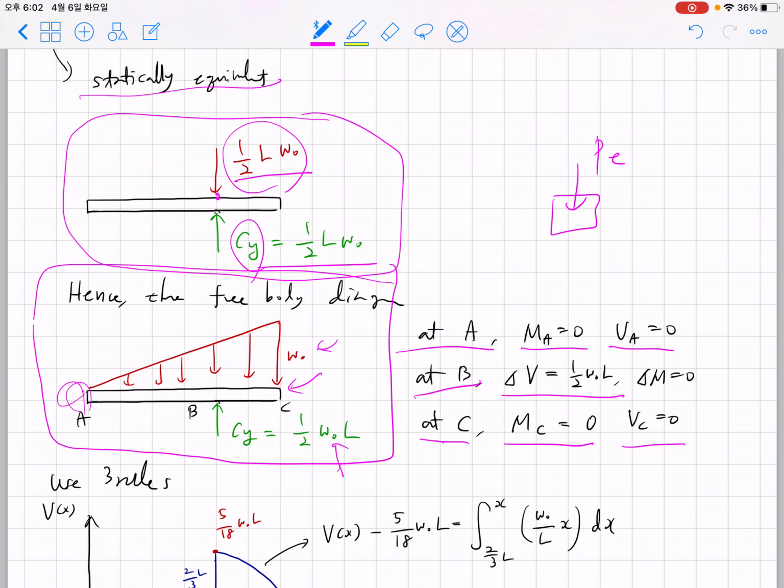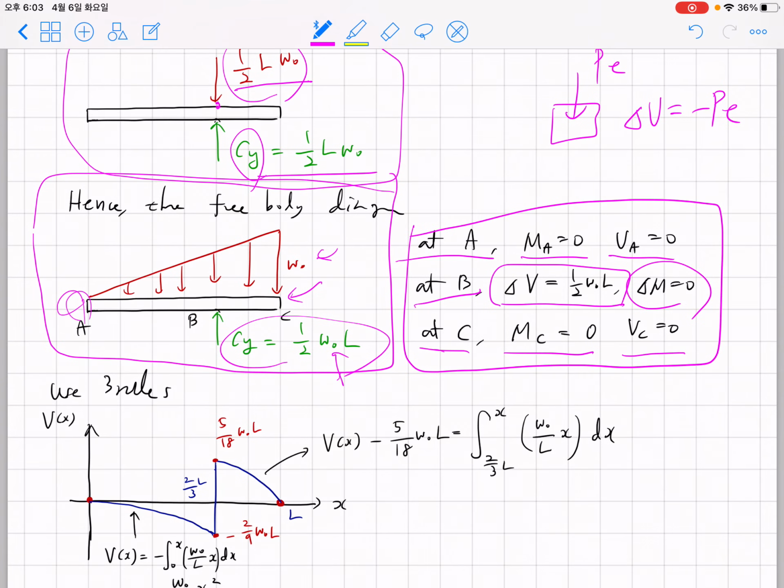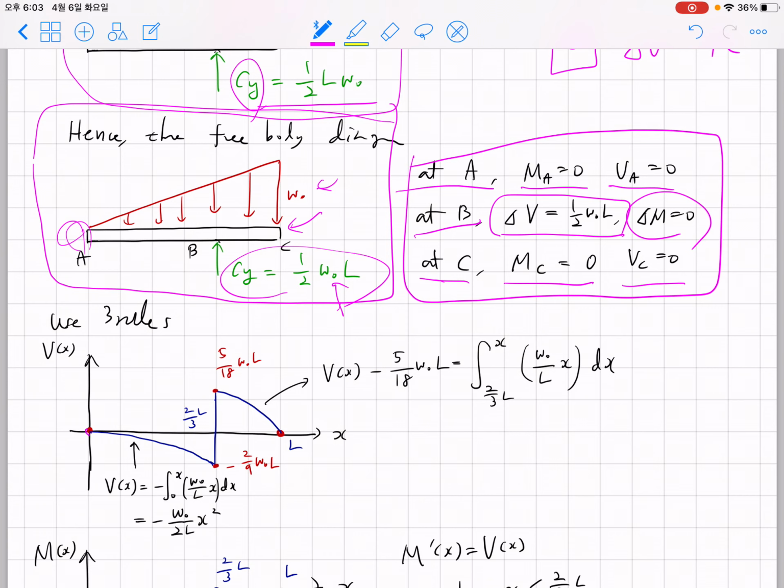because when we have a downward force, delta V is minus P. Here we have an upward force. The force discontinuity should be half W0 L, and the moment at point B must be 0. So this is our information about points A, B, and C, the three critical points. After placing the information, V_A is 0 and V at C equals 0, we have to first obtain the V distribution.